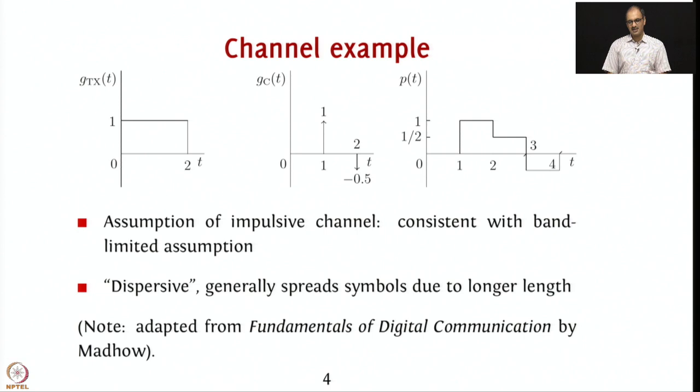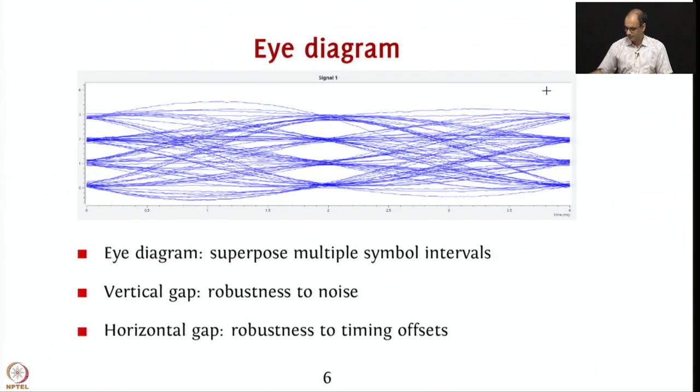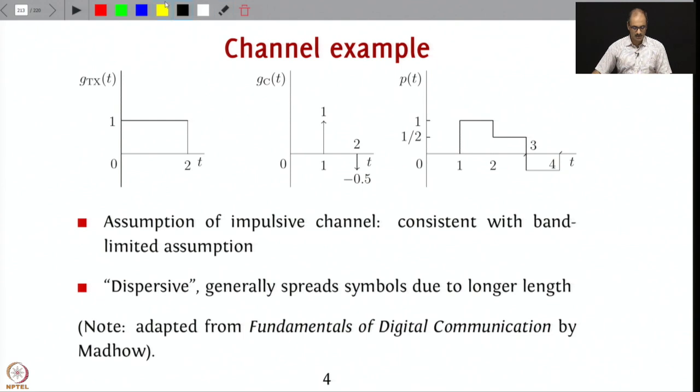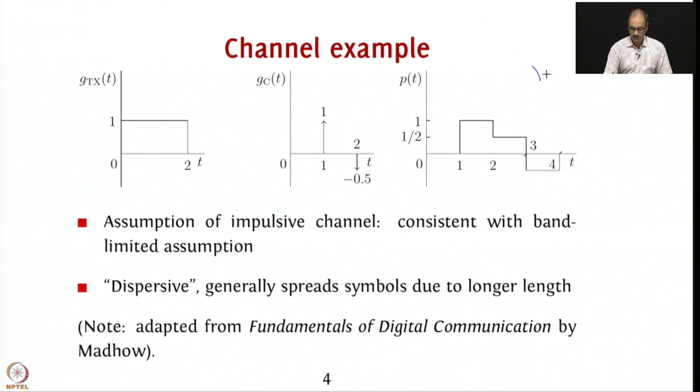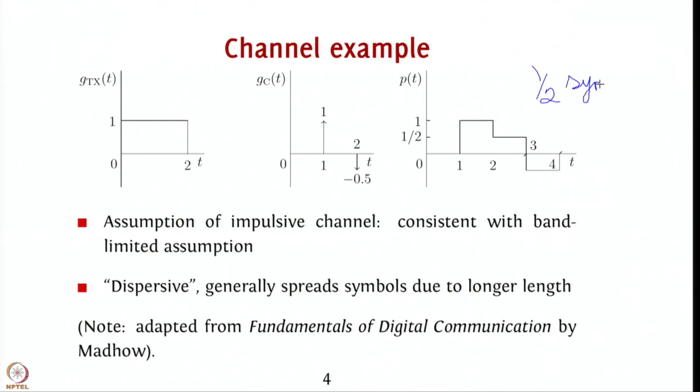We will be using this channel example because it is somewhat instructive. Basically, this is a simple example that is adapted from one of the reference books for this course. You are going to send symbols at the rate of half symbols per second. And the pulse that you are using, this g_tx of t, like I mentioned, is a rectangular pulse that goes from 0 to 2. 2 seconds you can assume, 0 to 2. So, you are going to send the symbols at half symbols per second.